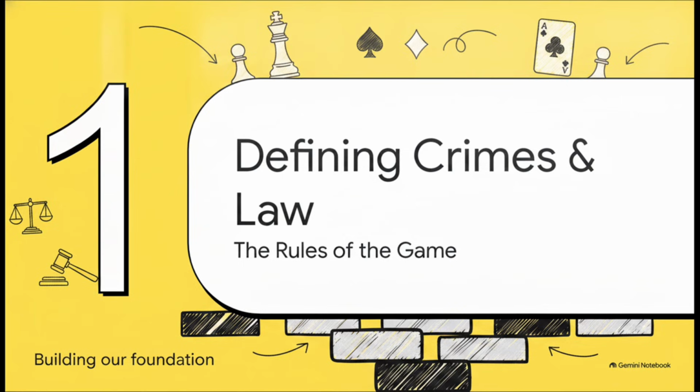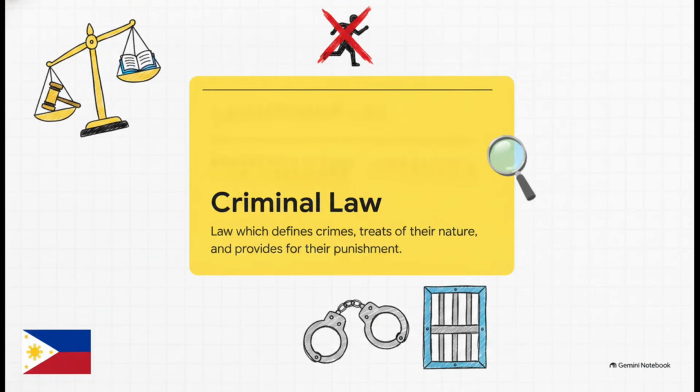Before we get into the sources themselves, we need to lay down some basic definitions. Think of criminal law as the ultimate master rulebook. Officially, it's defined as the specific branch of law that explicitly tells us what is forbidden, details the exact nature of those offenses, and clearly lays out exactly how those violations are going to be punished.